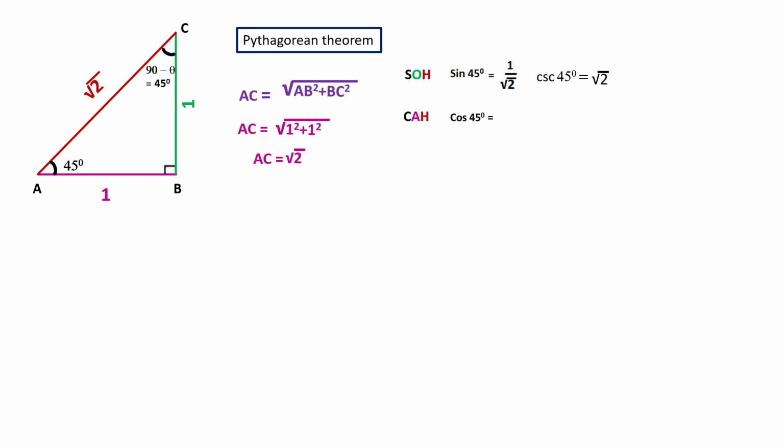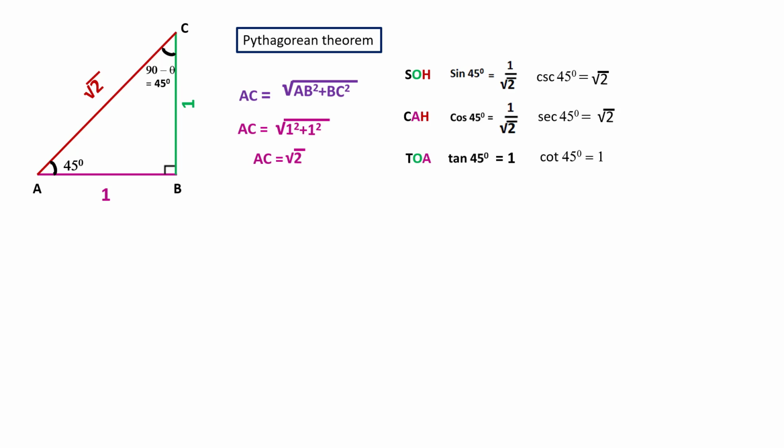Also, cos 45 will be equal to 1 by root 2. And secant theta is the reciprocal of cos theta. That's why it is root 2 again. We have tan theta. That's why tan 45 degrees is equal to sin 45 by cos 45, which will give us 1. We have cot theta, which is the reciprocal of tan theta. So we have cot 45 is also 1.